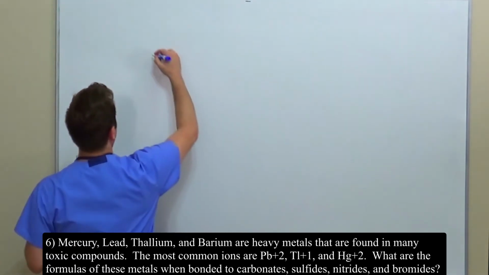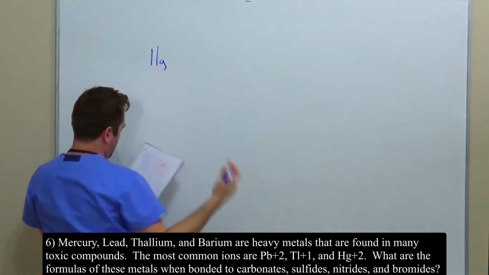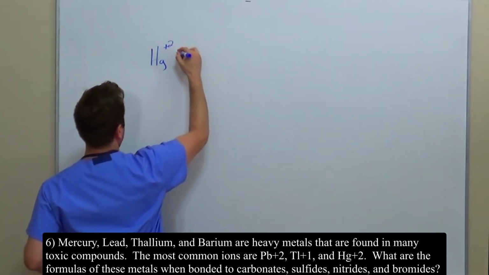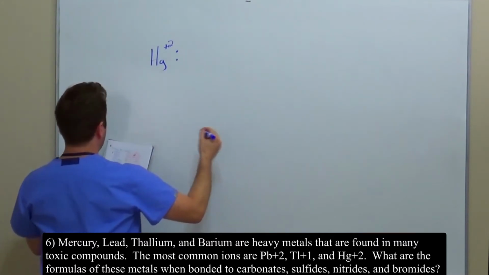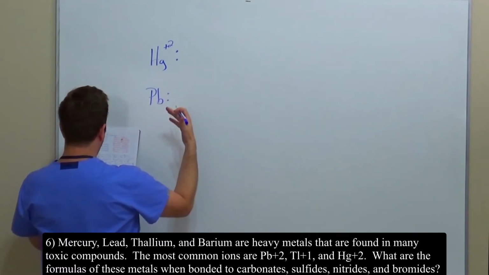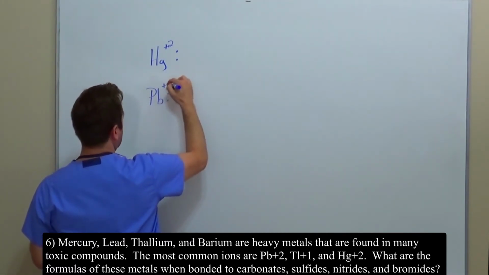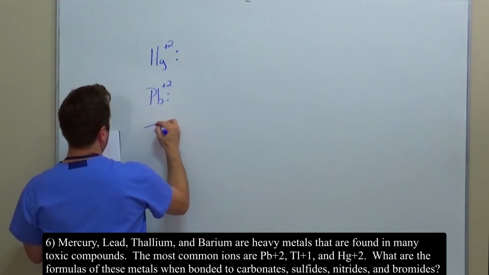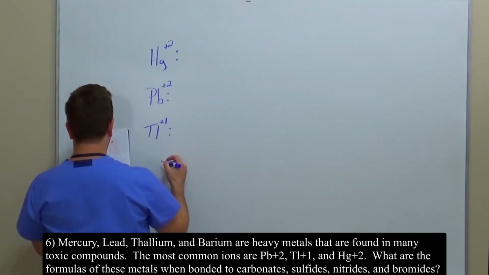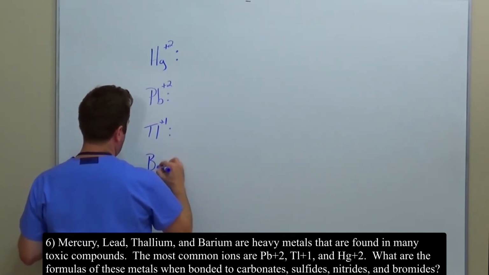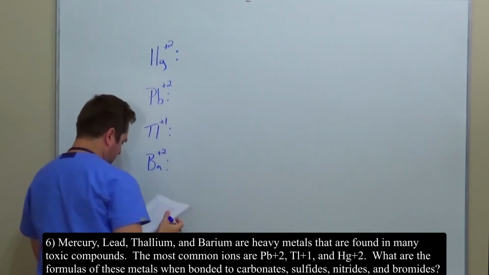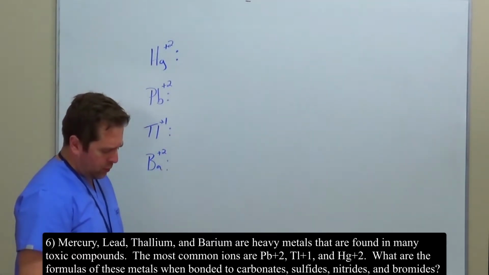First of all, we have mercury, and it said the most common form would be mercury-2. So I'm going to make a little note here as far as the oxidation number. And then next we have lead, and the most common oxidation of lead would be, again, +2. We have thallium, it'd be +1. And then we have barium, just Ba, and barium is a group 2 element, so +2. Okay, cool. And then what are we bonding it with?